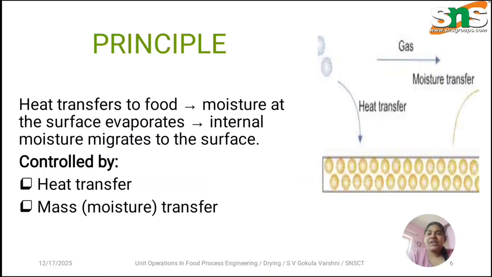The principle of drying involves two important processes. First, heat is transferred to the food material. This causes the moisture at the surface to evaporate. The internal moisture migrates to the surface and continues to evaporate. So, drying is controlled by heat transfer and moisture transfer.